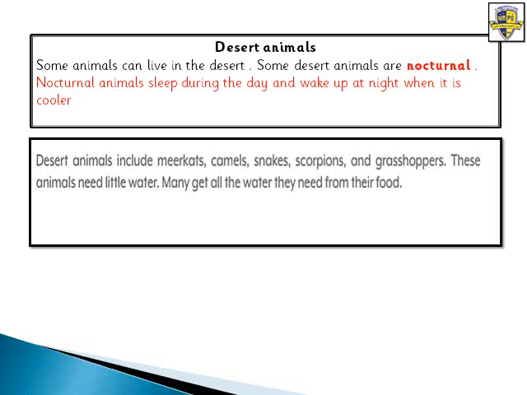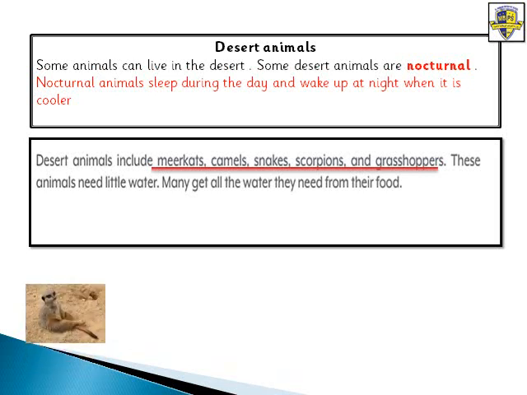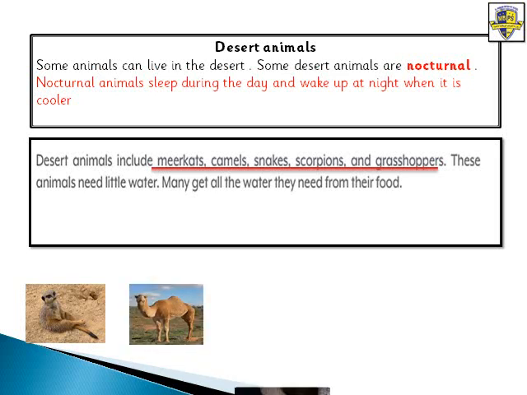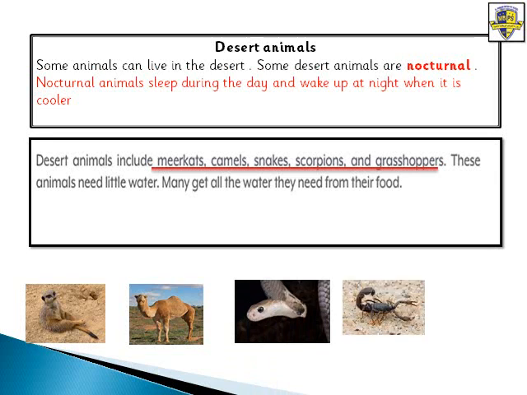Desert animals include what? These are types of desert animals: meerkats, camels, snakes, scorpions, and grasshoppers. You can find these animals here. These animals need little water. Many get all the water they need from their food, so there is no need to drink water.